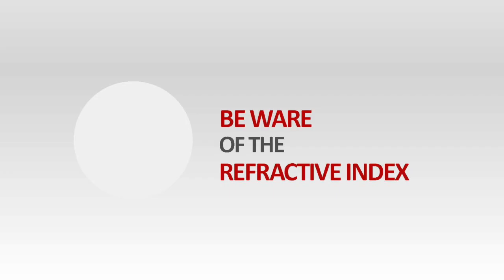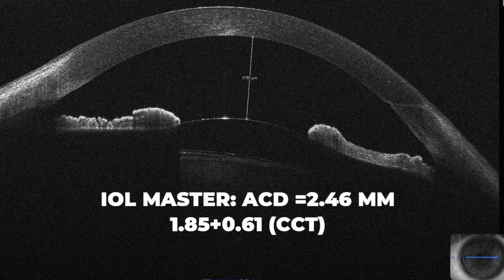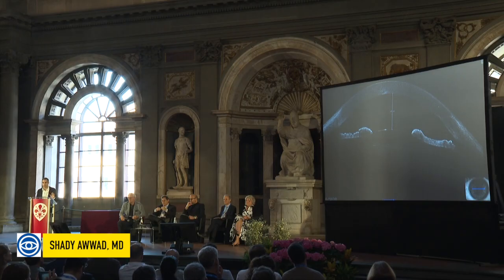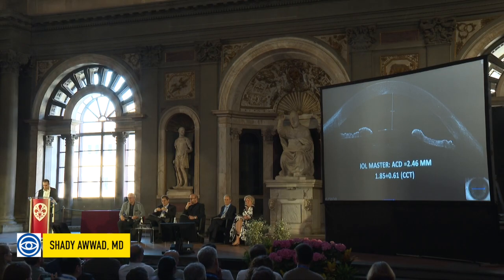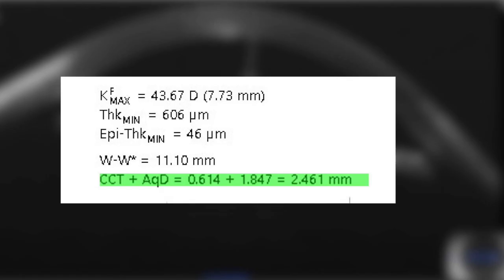Now, beware of the refractive index. We were just in the first session discussing biometry, and the IOL Master frequently, and there are many studies published in JRS and in JCRS as well, that it will underestimate the anterior chamber depth in patients with a PCIOL. But this is more important if you have a hyperopic ICL because of the thickness. And again here, the IOL Master showed an ACD of 2.46 because it just measured the top part of the lens with the CCT, of course. And even the MS39 showed that it's 2.46.